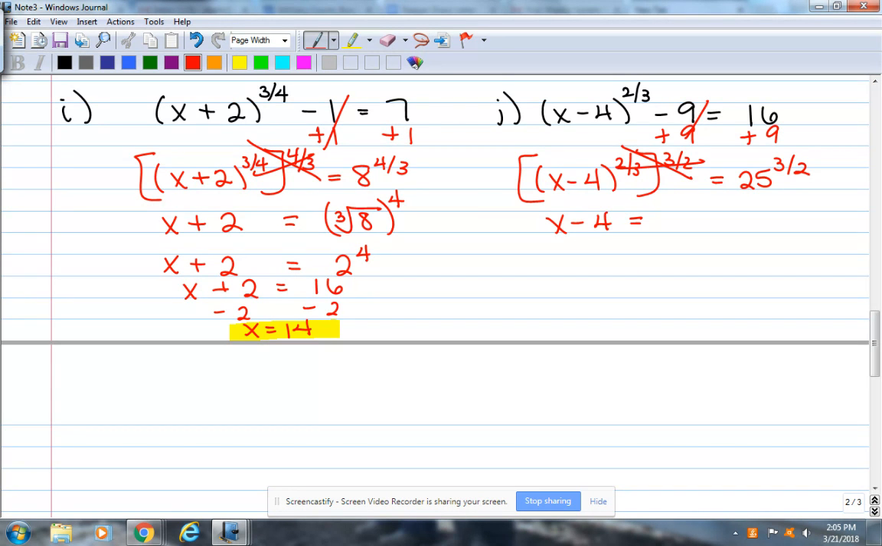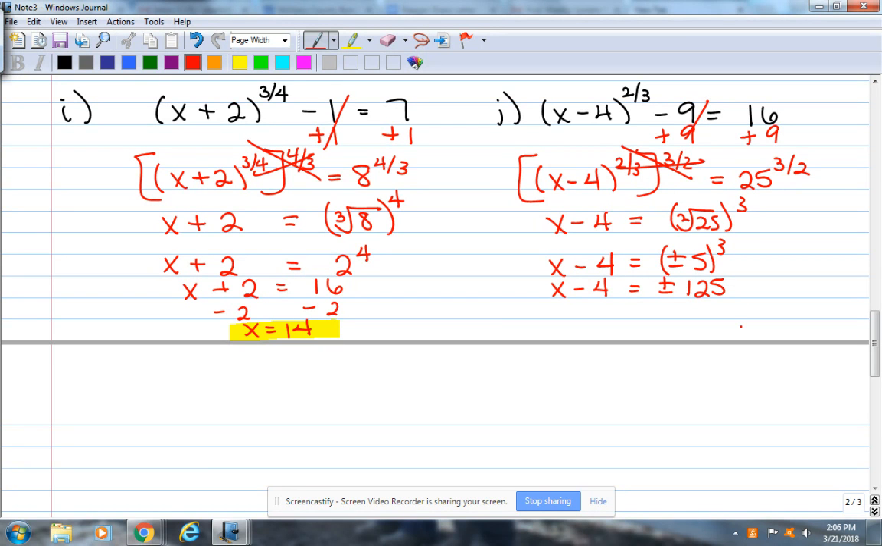How do I rewrite 25 to the 3/2 as a radical? Square root of 25, to the 3rd power. Now this is where it gets a little crazy, because if I take a square root, I have to consider the positive and the negative. Correct? So I got to say plus and minus 5. So x minus 4 equals square root of 25 is 5, so plus and minus 5 to the 3rd power. And what is 5 to the 3rd power? 125. Yes. So this is x minus 4 equals plus and minus 125.